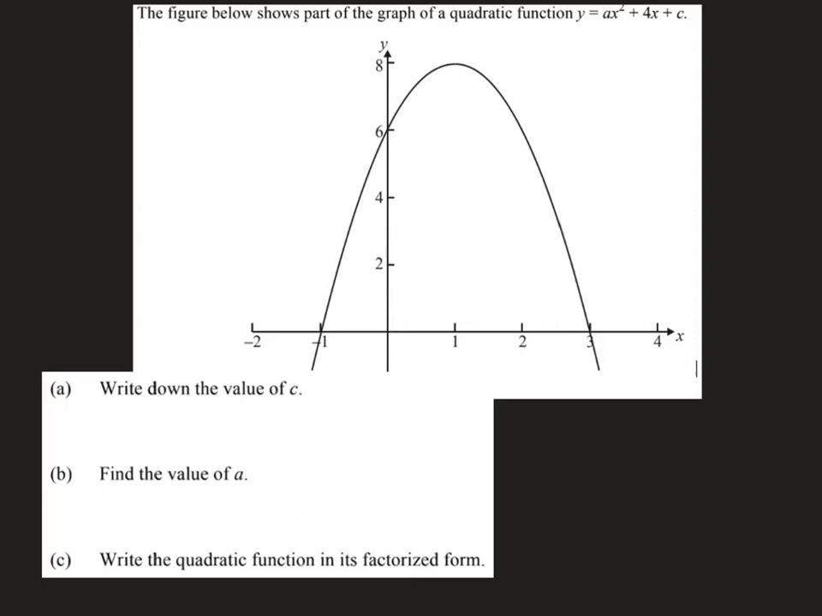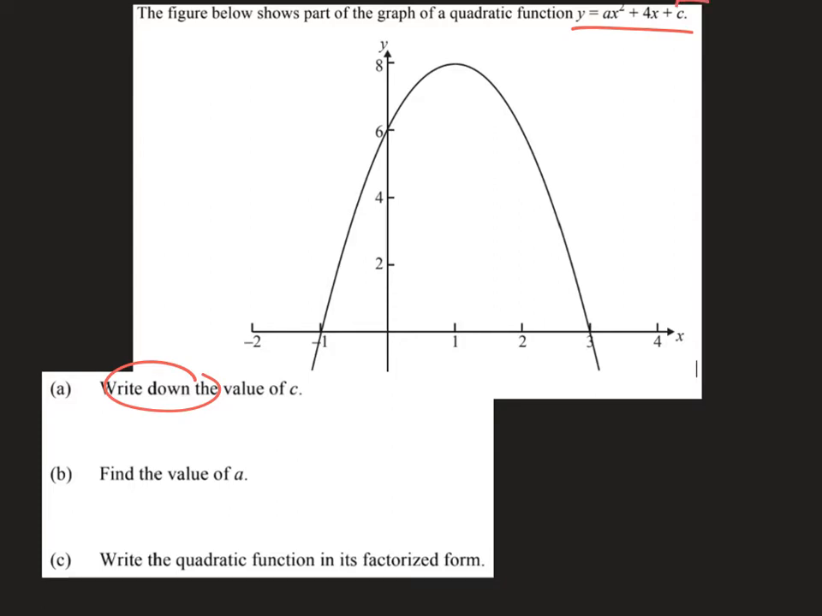Question 2 is about quadratics. We've got a graph here and a function y equals ax squared plus 4x plus c. In part A, we're asked to write down the value of c. So remember, write down means you shouldn't really have to do too much work to get the points. Write down the value of c.